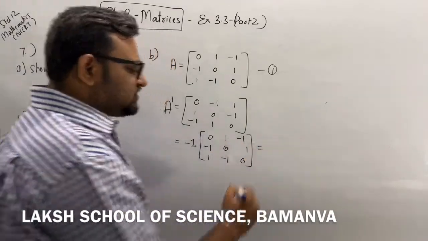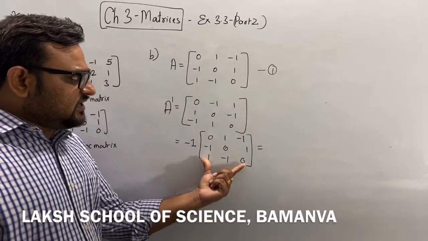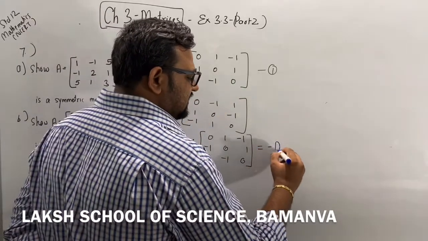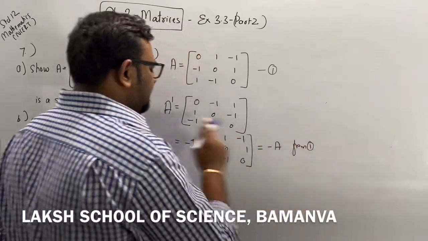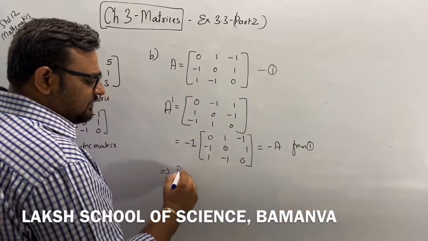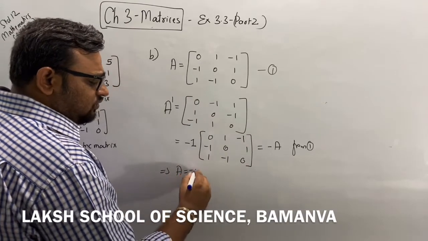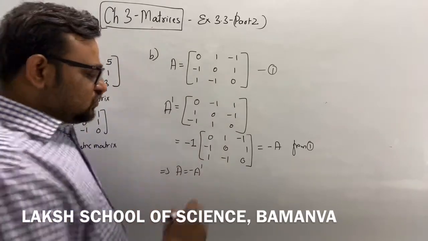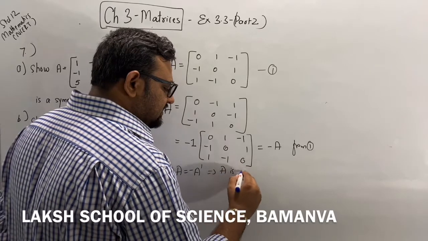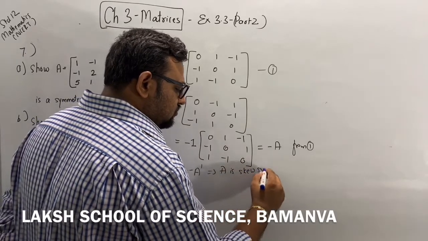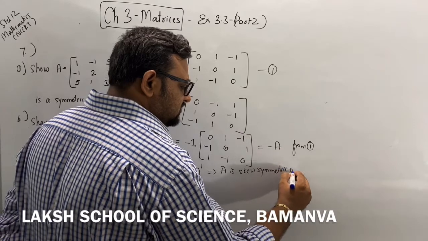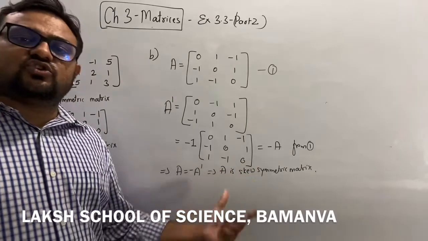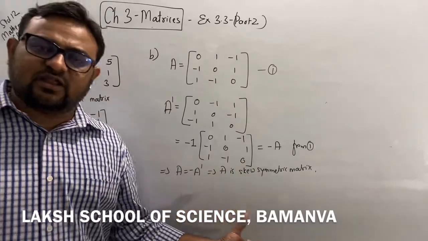Now what can you see? This is the same as this, right? So this is equal to minus A. From 1, A transpose equal to minus A, that implies A is equal to the negative of A transpose. So what does this mean? A is a skew symmetric matrix. So note down this one.